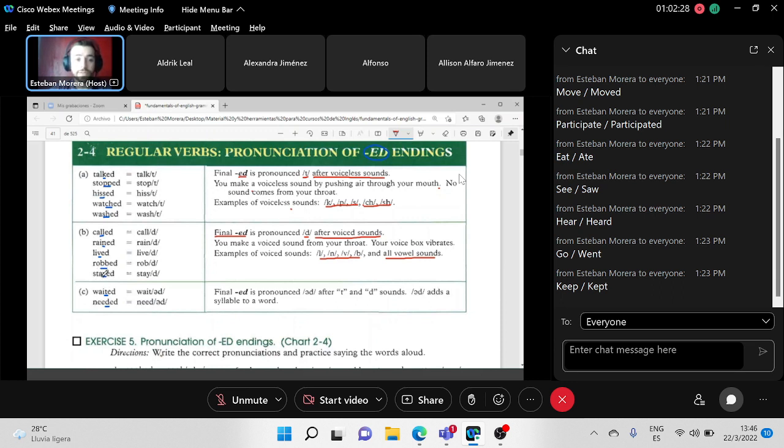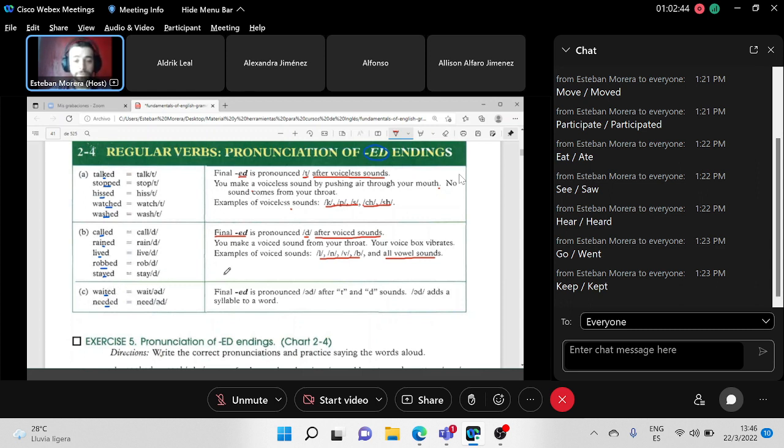Stay, final sound, letter Y. It vibrates. It has vibration. Pronunciation of the ending: d. Pronunciation of this verb in the past tense: stayed, stayed. And let's continue with the last rule.